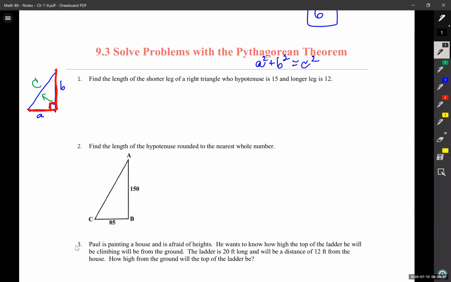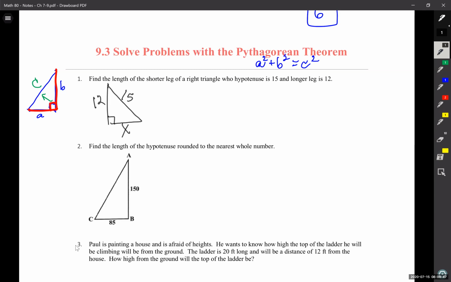Okay, so for problem 1, I'm going to draw a right triangle, and it's just a coincidence that I drew one that looks like the answer for the picture for number 2. Right triangles can be whatever you want them to be as long as there's a right angle in there. And it says find the length of the shorter leg of a right triangle whose hypotenuse is 15. So the hypotenuse is 15, and the longer leg is 12. Well, from my picture, this leg looks longer, but it doesn't matter. The only one that matters is that the hypotenuse is opposite the right angle. So there's my mystery side, 12 is the other side, and 15 is the hypotenuse.